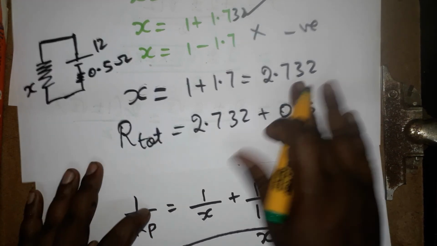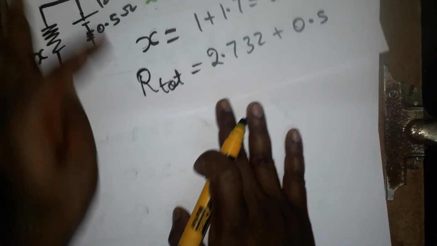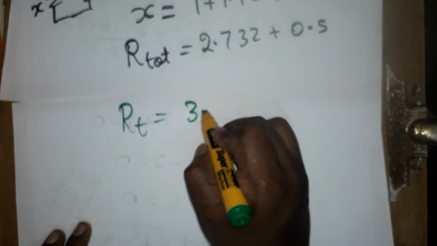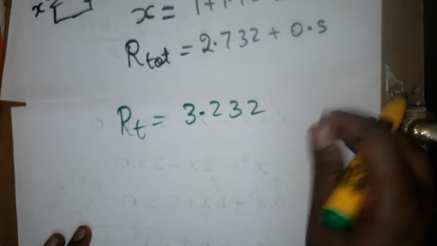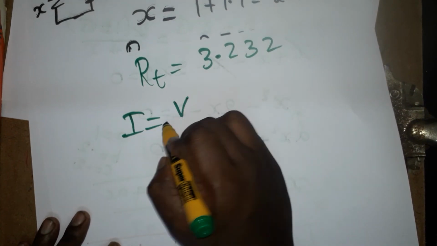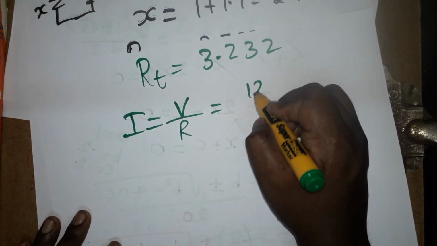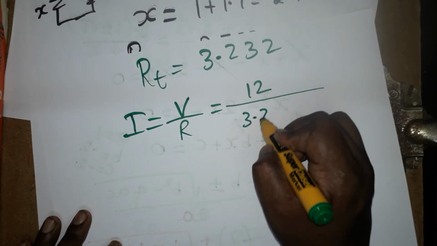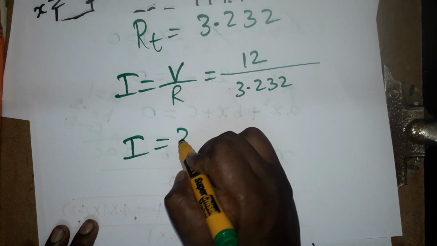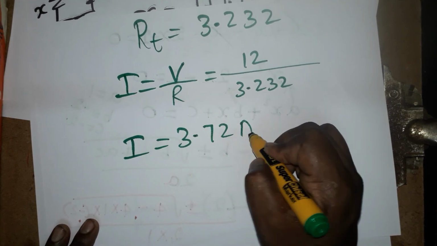So total resistance, how much is it in this circuit? We'll get the total resistance of the circuit as 3.232. Now current is equal to V divided by R. V is going to be 12, R is going to be 3.232. So this answer we will get as the total current, which is going to be 3.72 ampere.